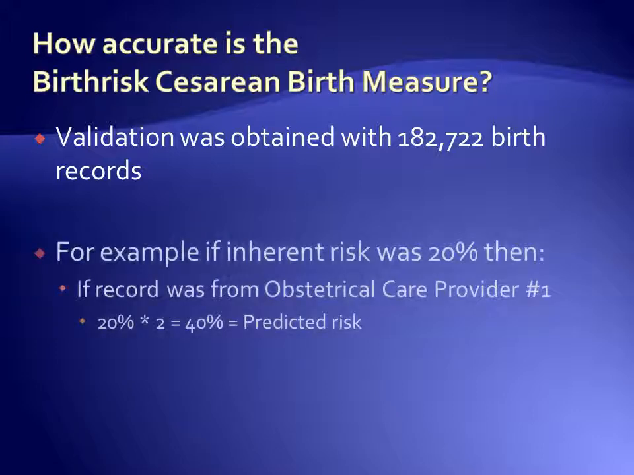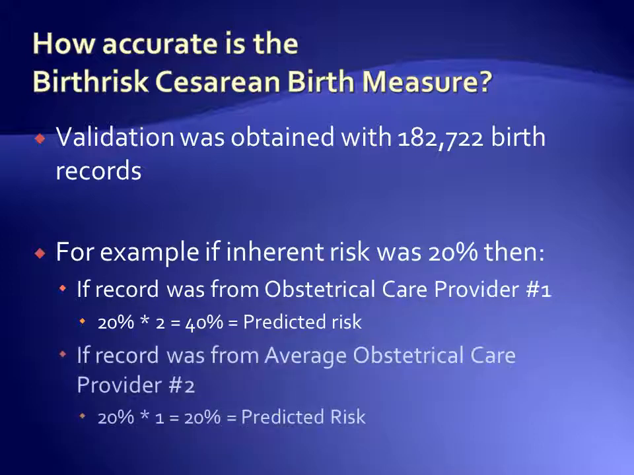For example, if the birth record had an inherent risk of 20% and the obstetrical care provider had a Birthrisk Cesarean Birth Measure of 2, then that record would be assigned a predicted risk of 40%. But if that very same record had an obstetrical care provider whose Birthrisk Cesarean Birth Measure was 1, then that record would have been assigned a predicted risk of only 20%.